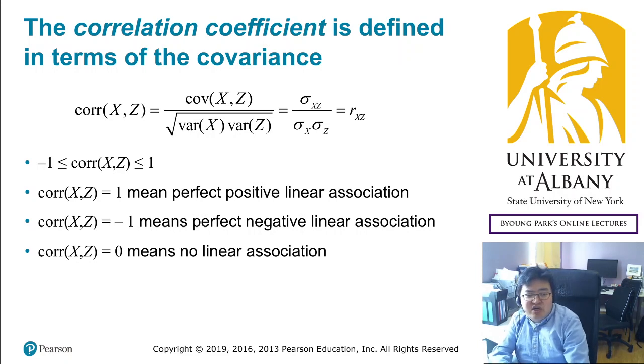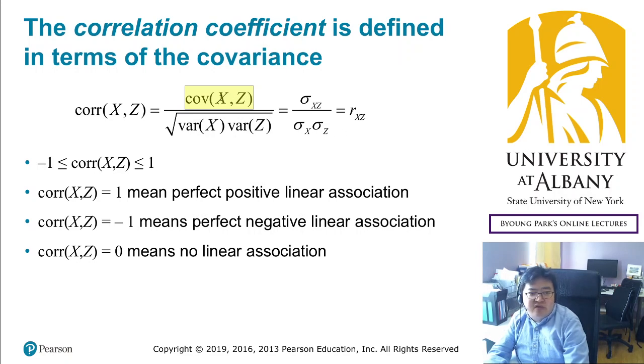We need standardization because, as I said, when you change the unit of x or z, the covariance changes. So it's inconvenient. We would like to prevent that problem and make a measure which is unit-free. Then a simple idea is to standardize the covariance. So covariance is sometimes denoted as sigma x z, which means covariance between x and z. You divide the covariance by the product of two standard deviations.